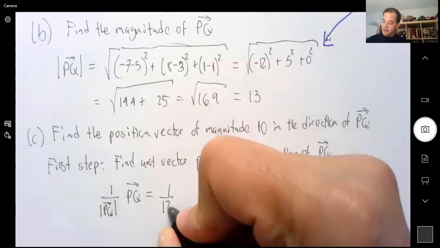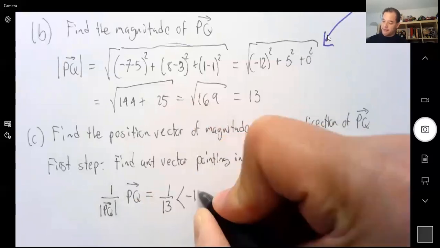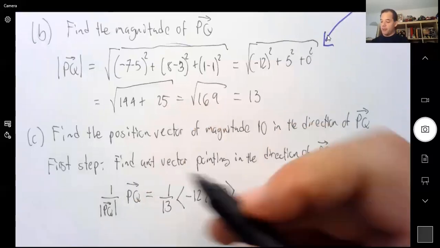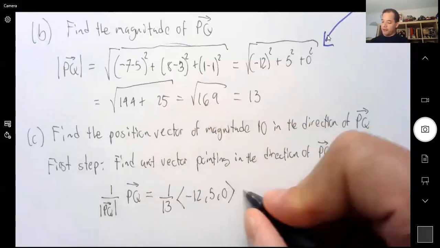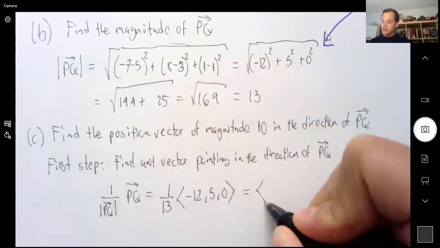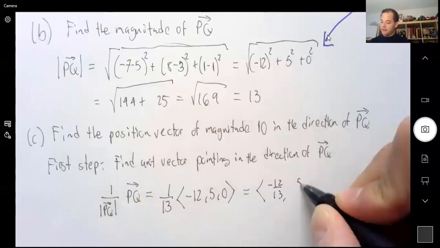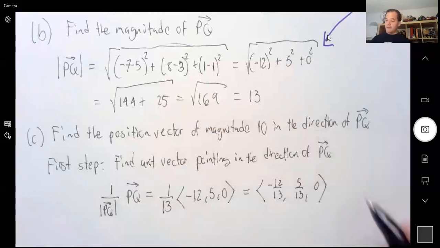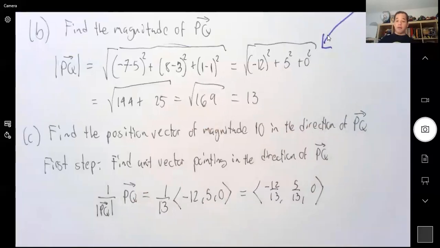And the vector is negative 12, 5, 0. That's what we learned, right? That's the position vector corresponding to PQ. So now you just multiply the number inside. It will be negative 12 13ths, 5 13ths, 0. Right? So that's my unit vector.